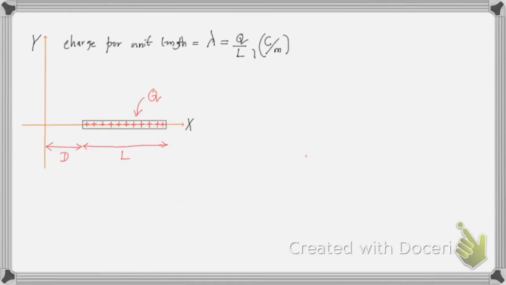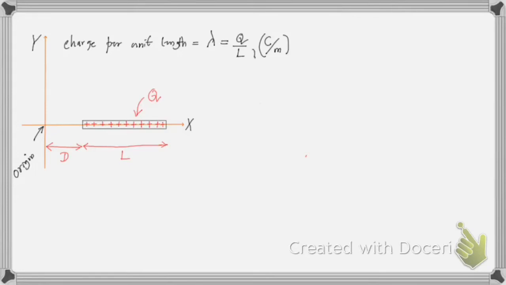Now what we're going to do here, we're going to find the electric field at this point. This is the origin of the coordinate system. And we're going to find the electric field due to this rod at that point. Let's see how we can do this.